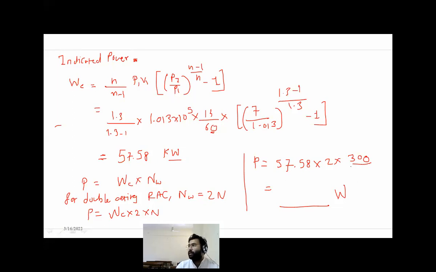Okay. Now here we have to divide by 60 in order to make it RPS. Then we'll get the power in watts. So this is again into 10 to power 3 here. Now you calculate. Or you can say 57.50, but there is no need, into 10 to power 4 watts, or you can say 575.8 kilowatt.